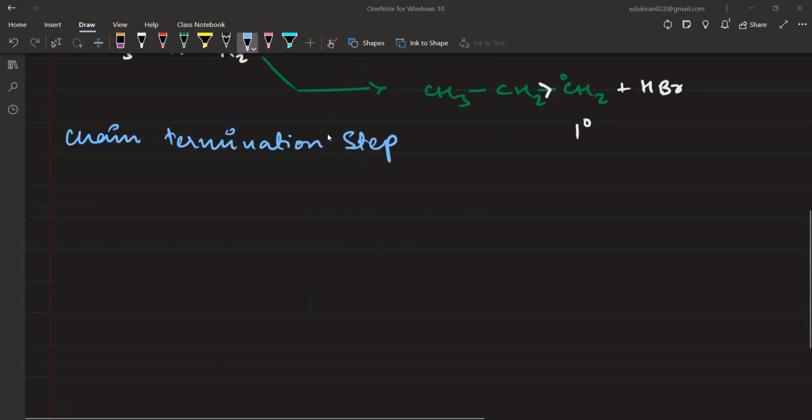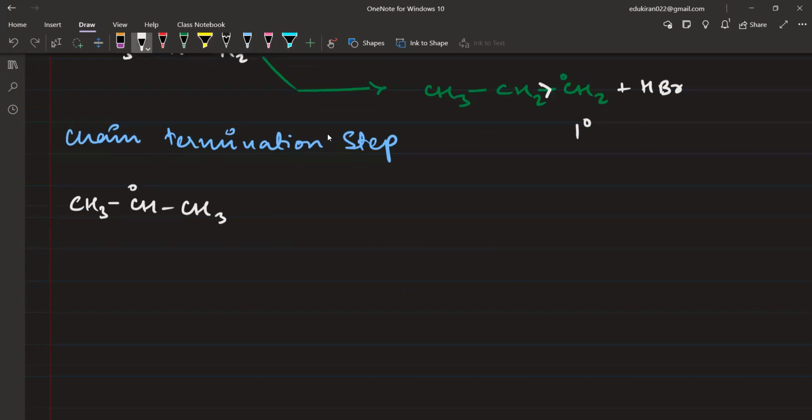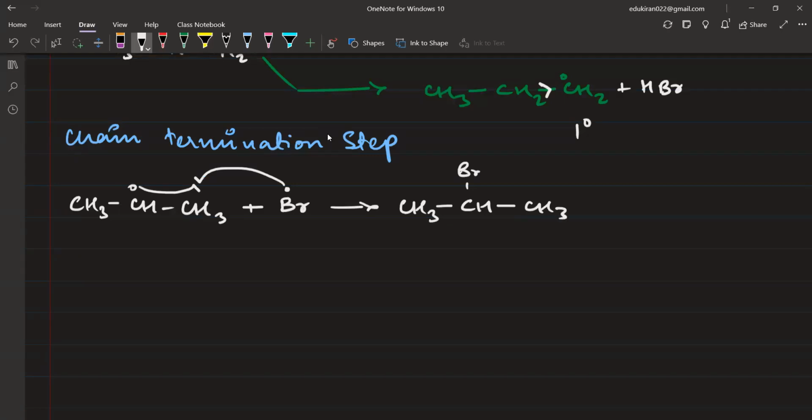Next. In the chain termination step, the CH3 CH free radical, which is the most stable one, will be formed in the majority amount, followed by CH3 free radical, CH3. And again, a Br free radical will come here. It is going to make a bond with this free radical like this. Both of these are going to interact with each other. There are 2 electrons. It is going to lead to the formation of a bond, CH3, CH, Br, and CH3.